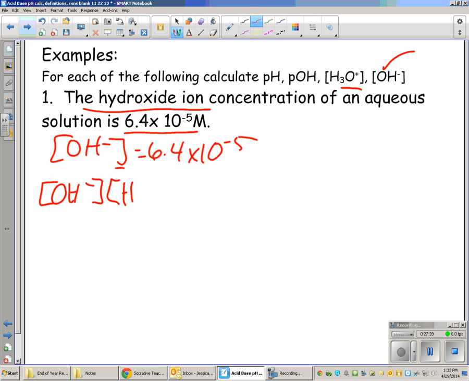[OH⁻] times [H₃O⁺], so that's multiplied, you need to put a star in there, those two concentrations equals 1.00 times 10 to the negative 14.